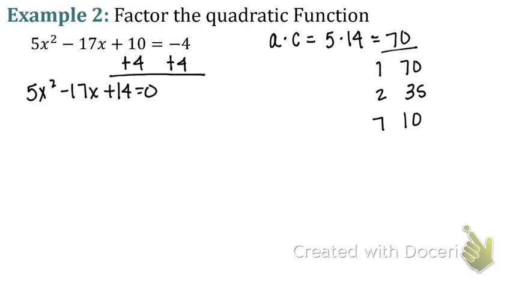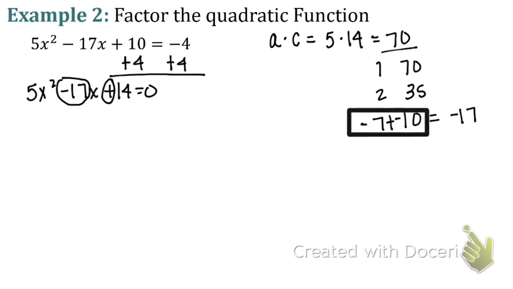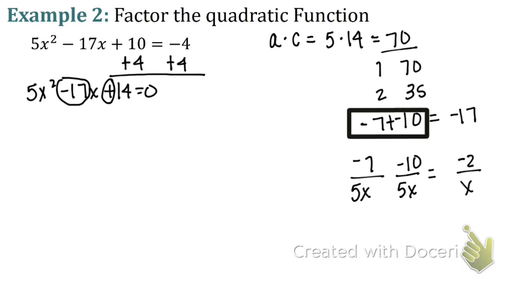I need 2 factors that add to give me negative 17. How about I say a negative 7 plus a negative 10? There we go, right there. Negative 7 plus negative 10. Now I need to take negative 7 and negative 10 and put them over ax. My a is 5. I cannot reduce negative 7 over 5x, but I can reduce negative 10 over 5x. Dividing the top and bottom by 5, I get negative 2 over x.